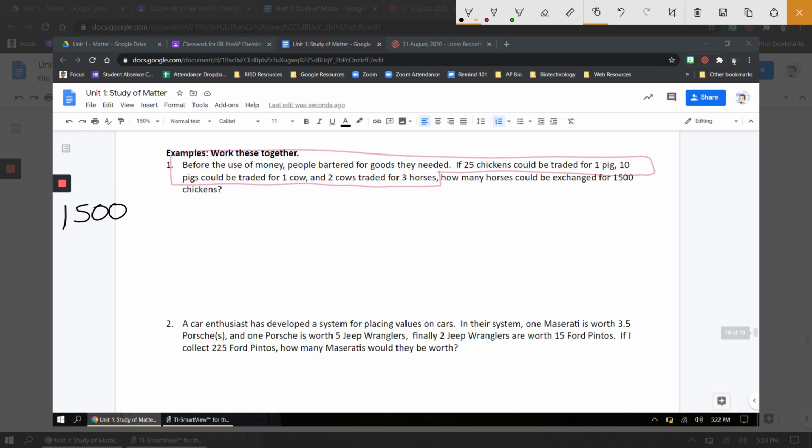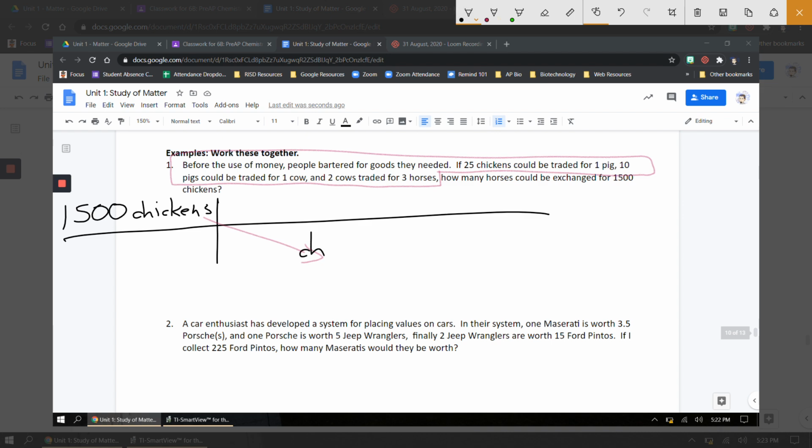Now, chickens is a little hard to write with this, and actually that was the best job I did all day. Okay, so again, I'm going to go ahead and move this down here because I need to get rid of chickens. I don't need chickens, I need horses. Okay, but there is no conversion factor that directly goes from chickens to horses. They don't tell me how many that would be, because man, that would be easy. I'd pretty much already be done.